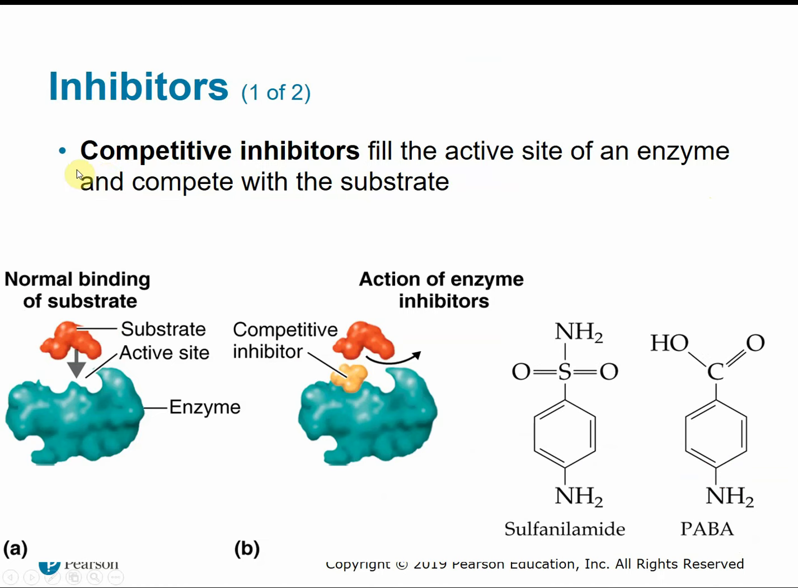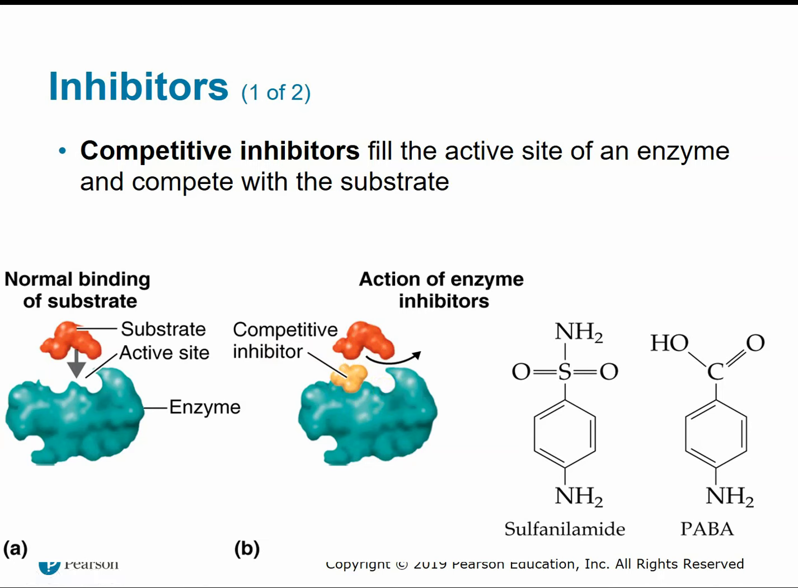Competitive inhibitors are going to compete with the normal substrate and fill those active binding sites. So, normal binding of a substrate, right? It fits in there just like a perfect little puzzle piece. With a competitive inhibitor, it's competing for that active site. So if the competitive inhibitor gets there first, now our normal substrate can no longer fit in that active site.